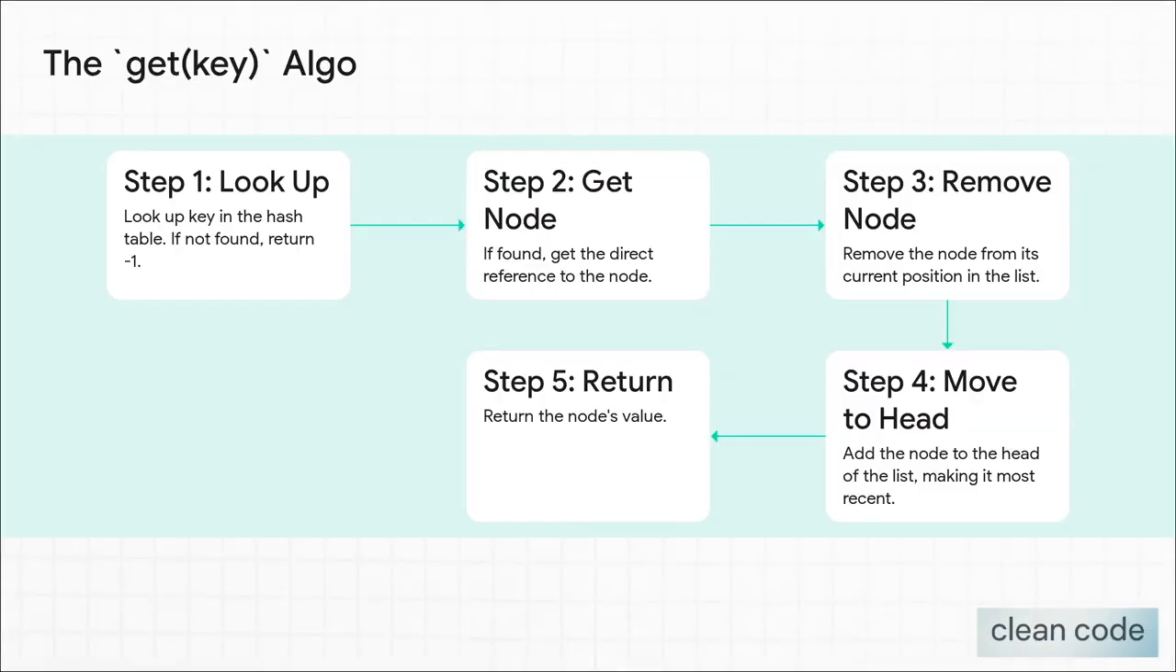So the get algorithm is just beautifully efficient. Step 1, look up the key in the hash table. That's O(1). If it's not there, you're done. If it is, the table gives you a direct pointer to the node. Step 3, using that pointer, you snip the node out of its current spot. Step 4, you move it to the head of the list. Both of those are also O(1). And finally, you return the value. Every single step is constant time.